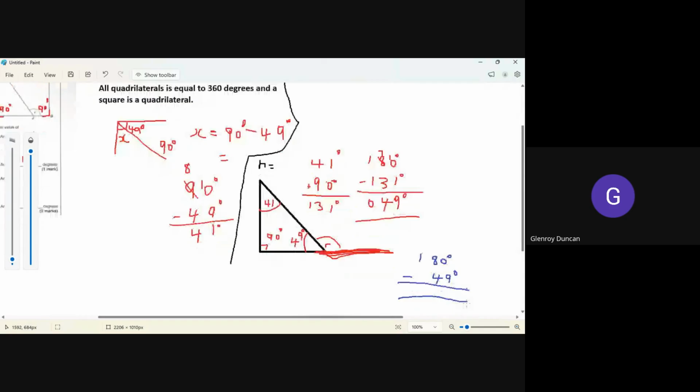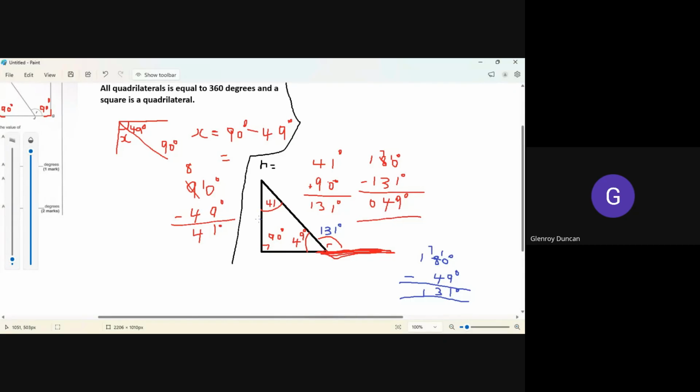9 cannot take away 0. I go to my neighbor. Hello, can I have 1? That's 7. Now I got 10. 10 minus 9 is 1. 7 minus 4 is 3. And nothing minus 1 is 1. That is 131 degrees. So angle R is equal to 131 degrees, class.